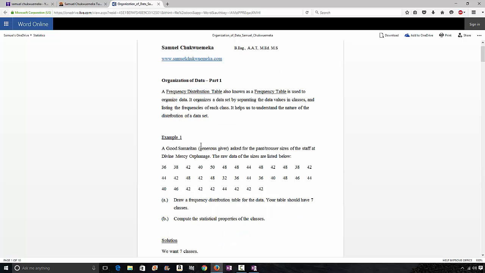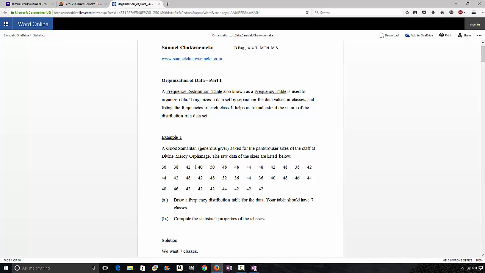So let's start with an example. A good Samaritan, which means a generous giver, asked for the trouser sizes of the staff at the Divine Mercy Orphanage. The raw data of the sizes are listed below. So these are the pant sizes of the staff. Question 1A. Draw a frequency distribution table for the data. Your table should have 7 classes. B. Compute the statistical properties of the data of the classes.